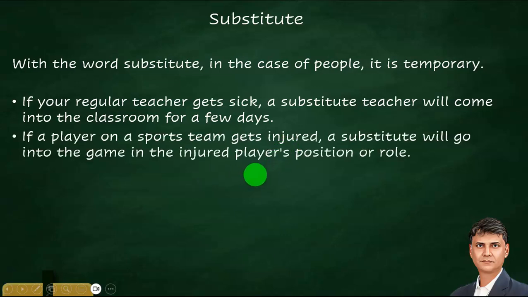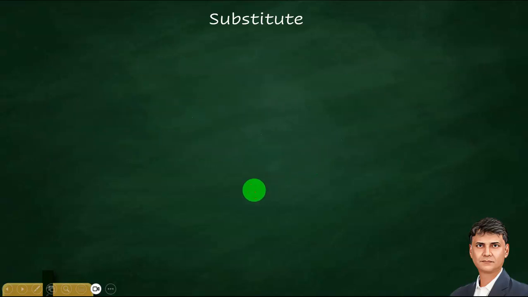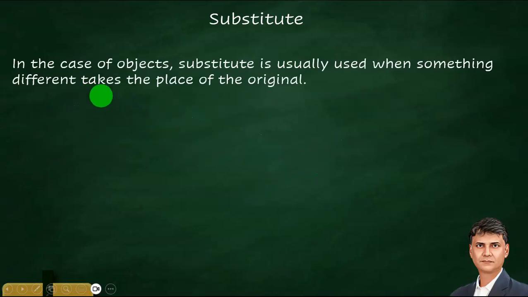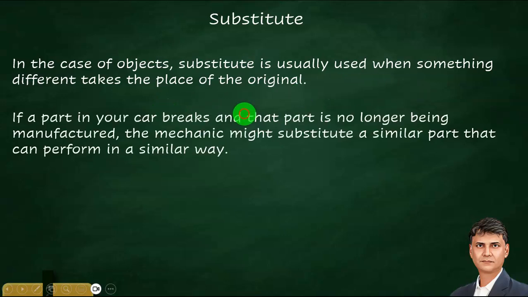If a player on a sports team gets injured, a substitute will go into the game in the injured player's position or role. Again, a temporary thing, right? Let's understand in the case of objects. Now, in the case of objects, substitute is usually used when something different takes the place of the original.